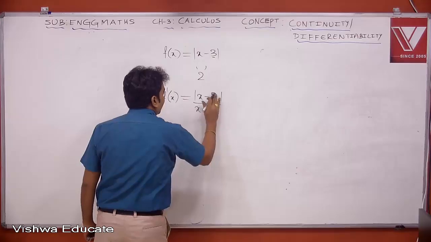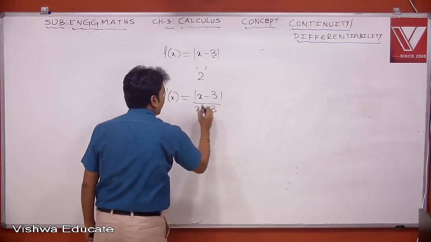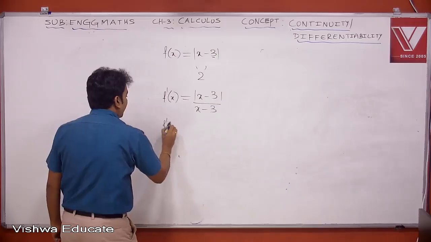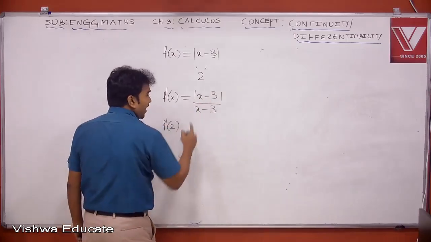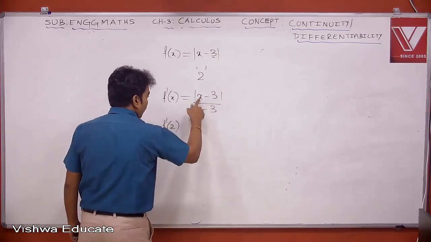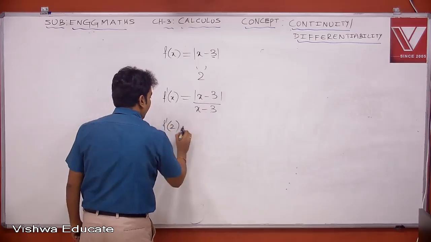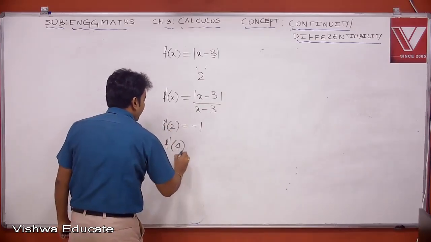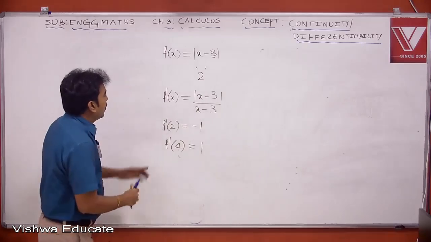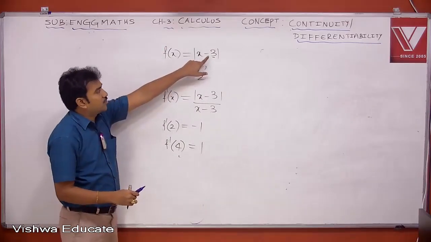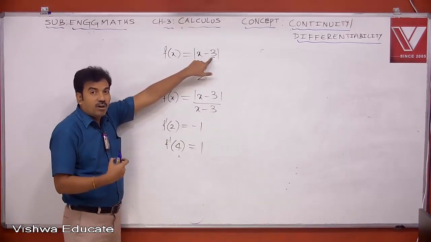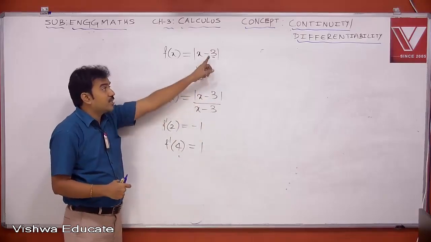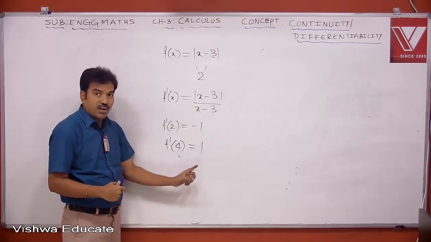So the expression is modulus of x minus 3 by x minus 3. Now when you replace x by 2, we get a number that is a finite number. Replace x by 2, this gives minus 1. Suppose if you want f dash of 4, it gives 1. Therefore, when you take f of x equal to modulus of x minus 3, if I want the derivative at all points except at 3, I am getting derivatives like this.